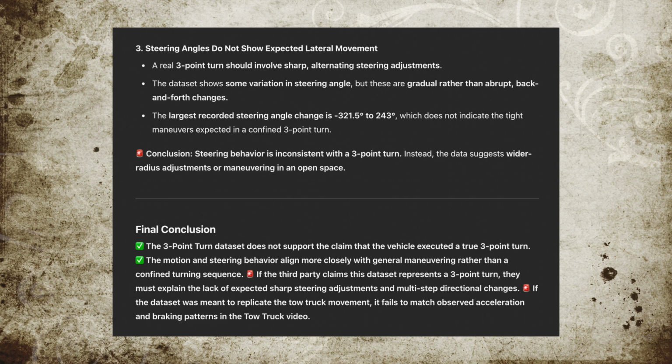Instead, the data suggests wider radius adjustments or manoeuvring in an open space. Final conclusion: the 3-point turn dataset does not support the claim that the vehicle executed a 3-point turn. The motion and steering behaviour align more closely with general manoeuvring rather than a confined turning sequence.